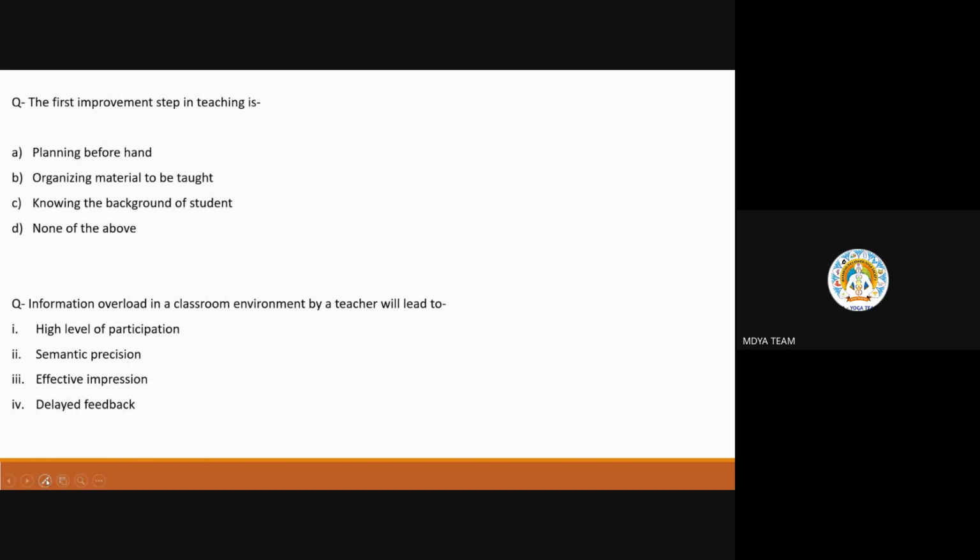Yeah. And now we will do the questions. The first improvement step in teaching is... there is a question in that I have covered earlier; you have seen these statements before. You can solve this question very easily. Tell me the answer. What is the correct answer for this?